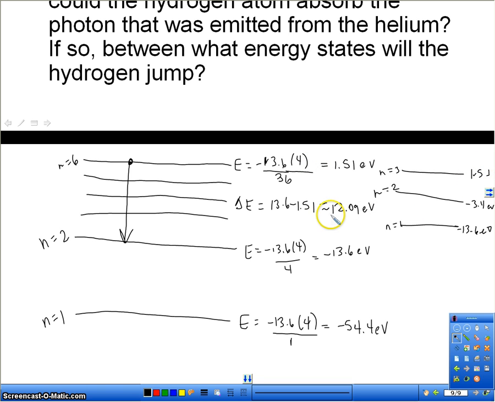So it would be possible, if this photon was given off, it could be absorbed by hydrogen, and that would cause a jump from n equals 1 up to n equals 3, because it's the exact amount of energy needed to go between those. So would the jump happen? Yes, it would. It would go from n equals 1 to n equals 3, because it would be exactly the 12.09 electron volts needed for that jump to occur.